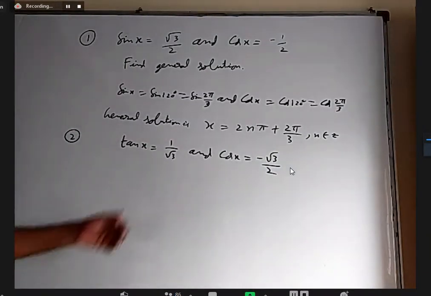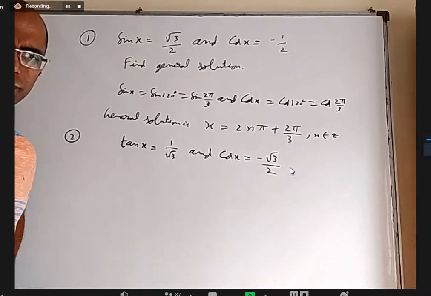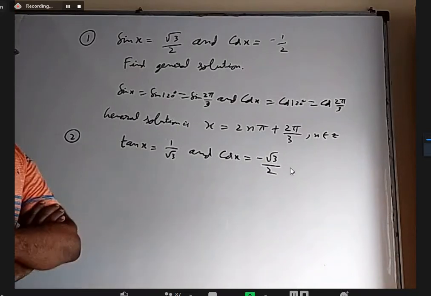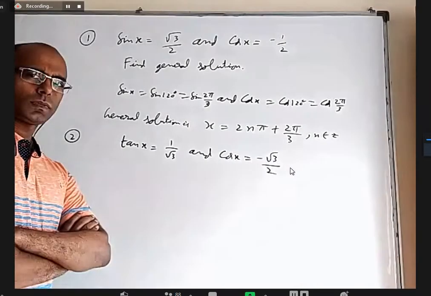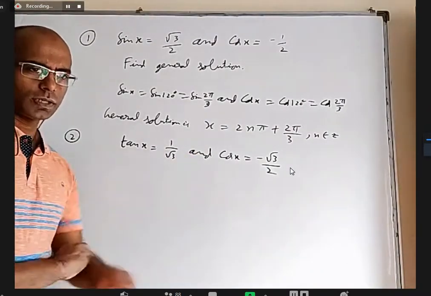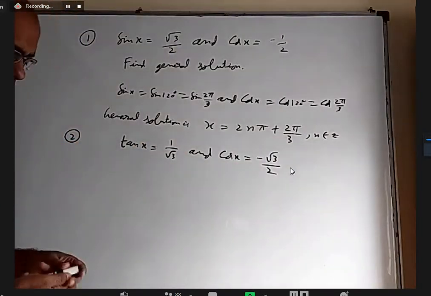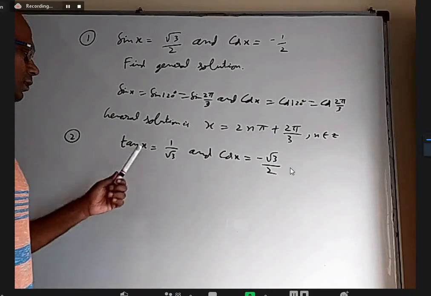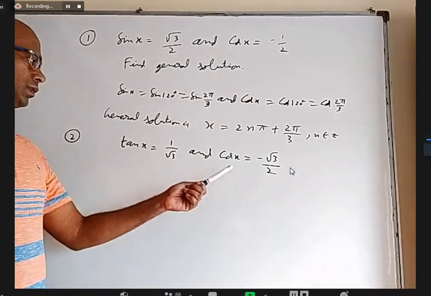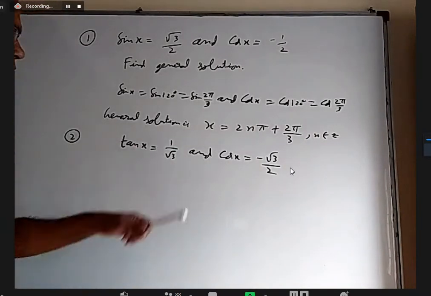Anybody want to tell a general solution for this? Or at least one angle satisfying both? 210 degrees. Tan positive and cos negative. That is in the third quadrant. Cos is negative even in the second quadrant, but we want tan positive. Tan is positive in first and third. Cos is negative in second and third. So tan positive, cos negative is the third quadrant.